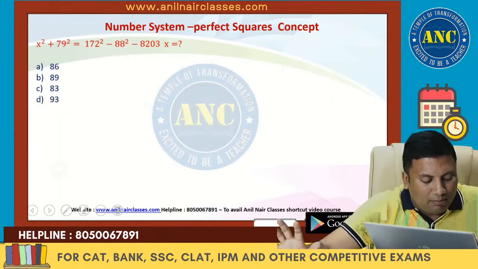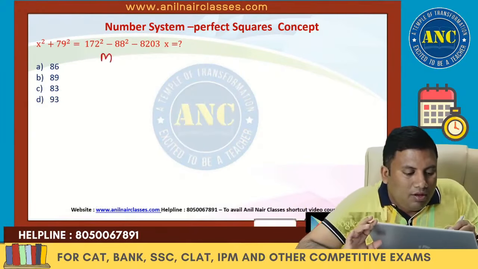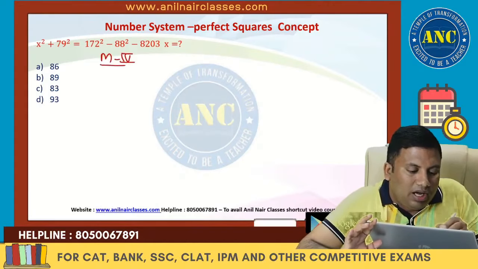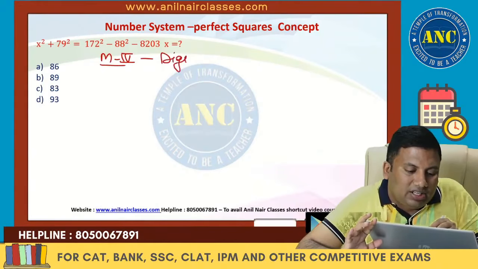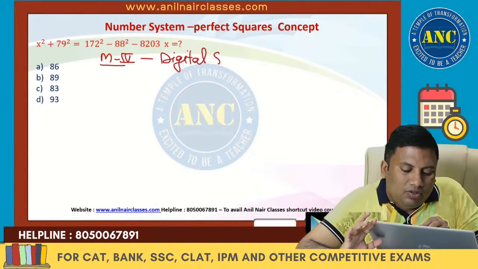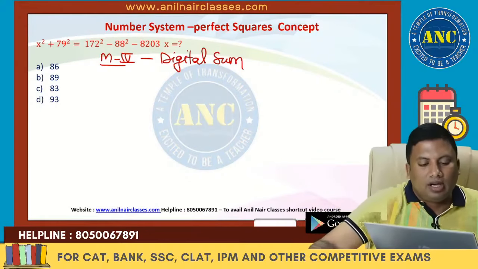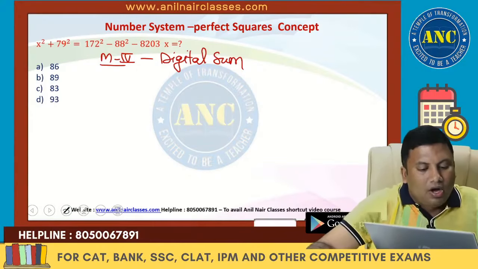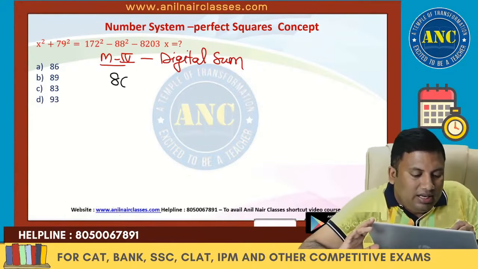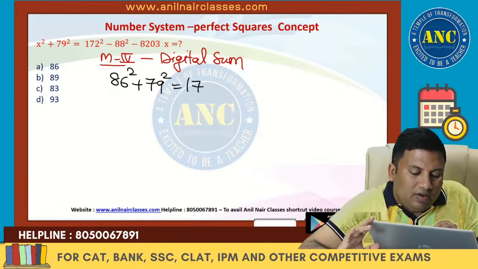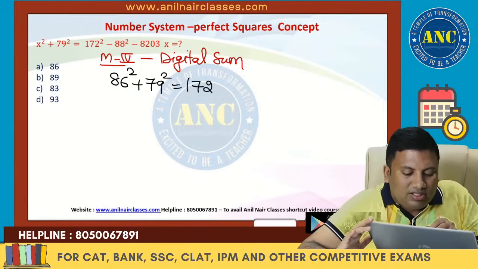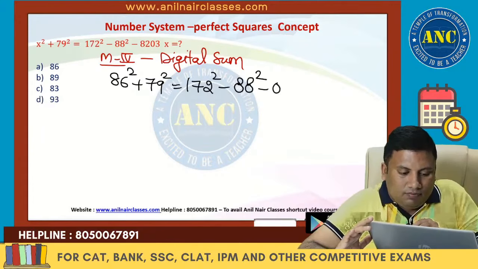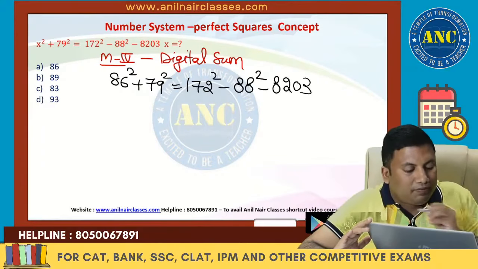Method number 4. Now, I will use the concept of digital sum. Now, what is the concept of digital sum? First problem, introductory problem. All the methods I will discuss. 86 square plus 79 square equivalent to 172 square minus 88 square minus 8203.